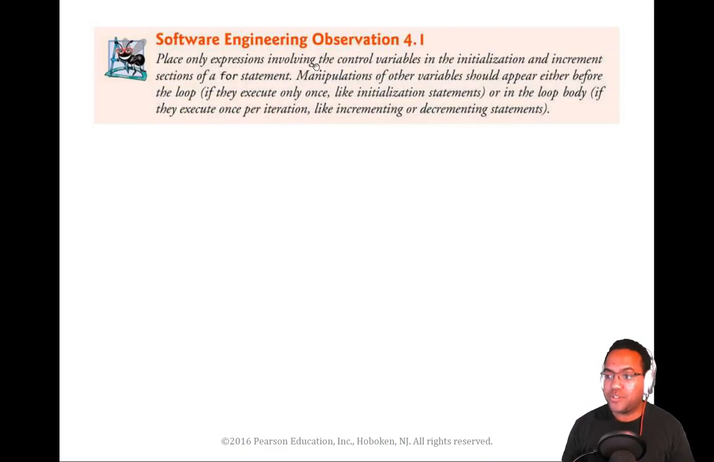Place only expressions involving the control variables in the initialization and increment sections of a for statement. Manipulations of other variables should appear either before the loop or in the loop body if they execute once per iteration, like incrementing or decrementing statements.